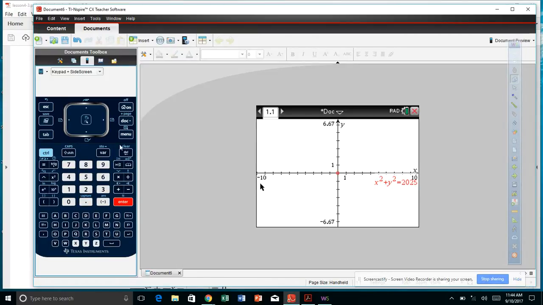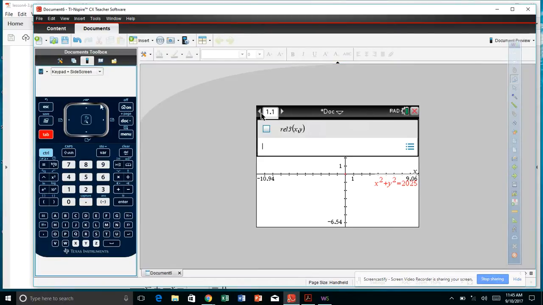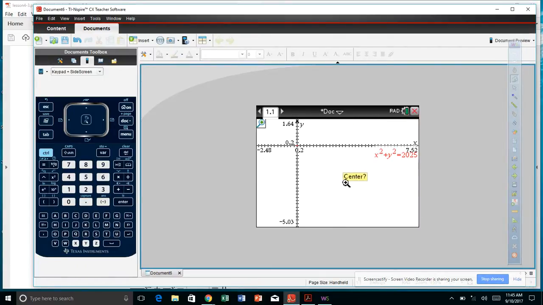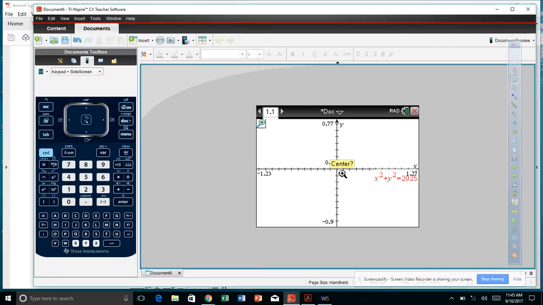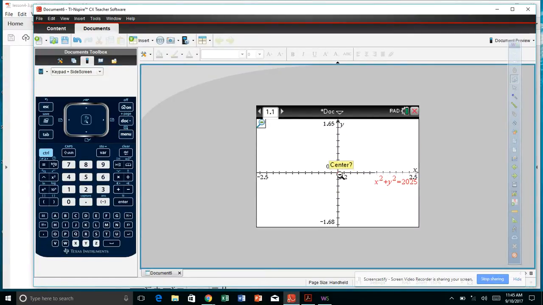All right. That must be the center of the circle. Okay, let's see. Tab. Let's check and see if we got our equations in there. We got that one in there. We got that one in there. Any other equation? Nope, that's it. All right, good. So what we need to do is menu 4, and let's zoom. I'm going in. I need to go out. Menu 4, out. There we go. And now, look at there. There it is.